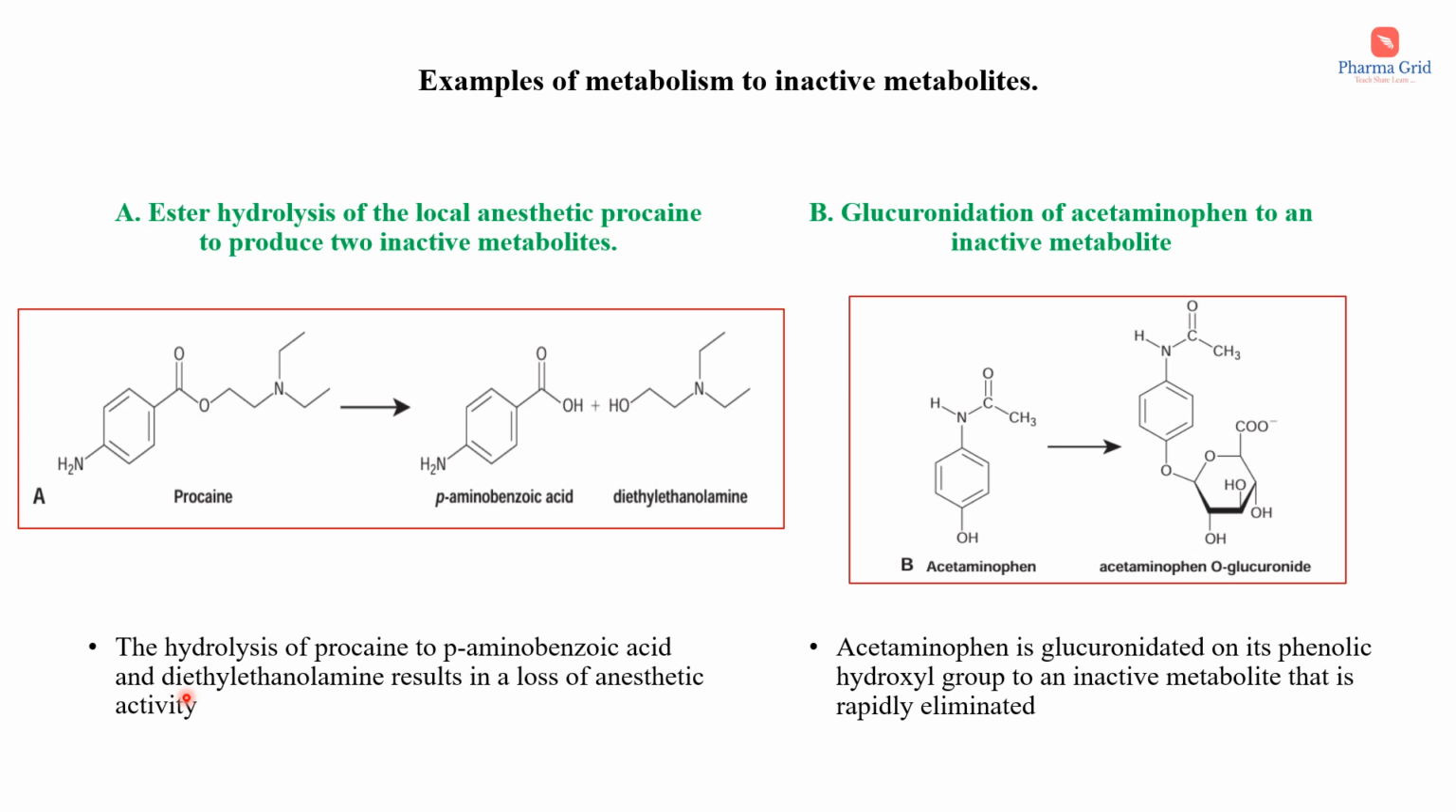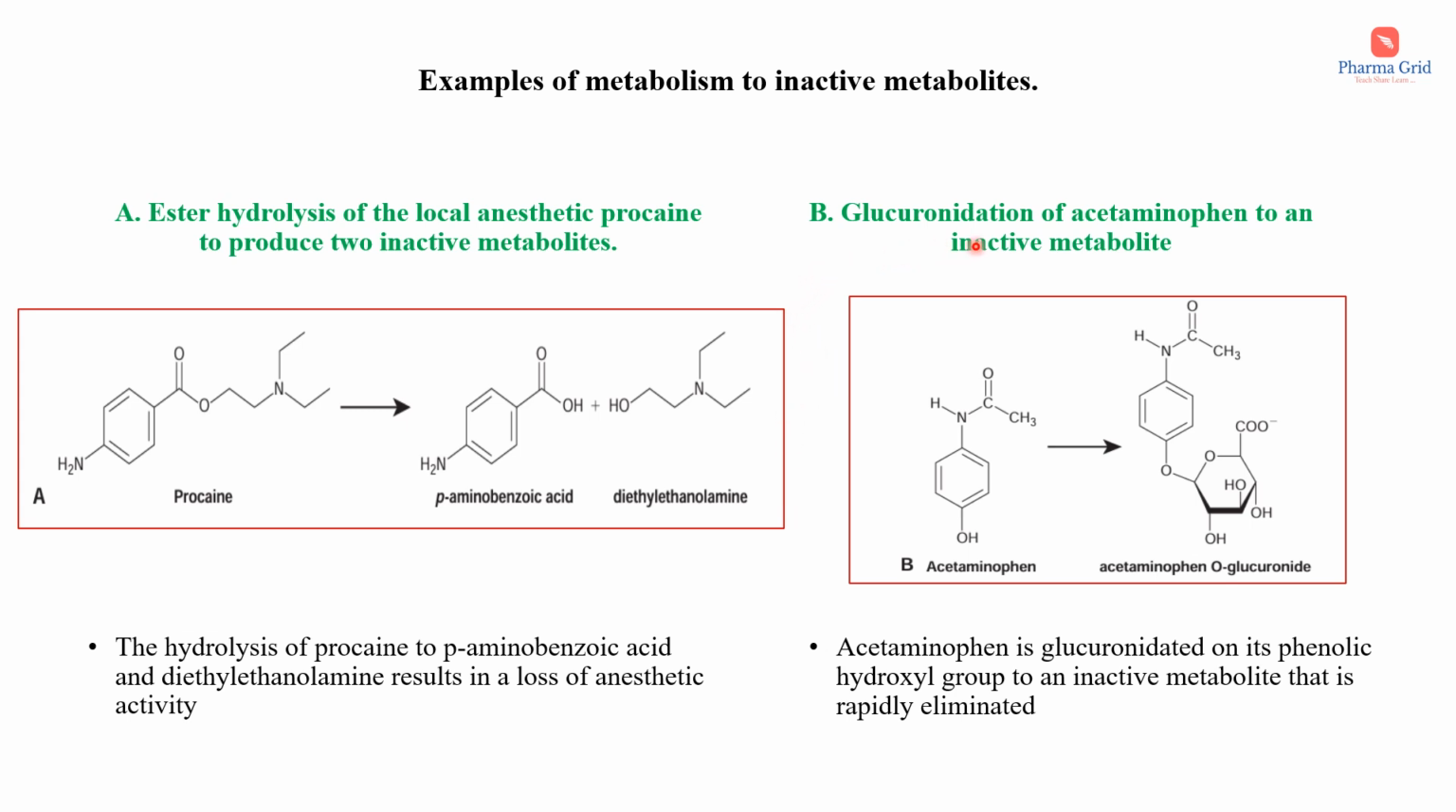Examples of metabolism to inactive metabolites. The first one is ester hydrolysis of the local anesthetic procaine to produce two inactive metabolites. The hydrolysis of procaine to para-aminobenzoic acid and diethyl ethanolamine results in a loss of anesthetic activity, which means they have produced an inactive metabolite. So inactive metabolites cannot enter into the site of action and cannot produce their mechanism of action. They will directly enter into the kidney and undergo elimination.